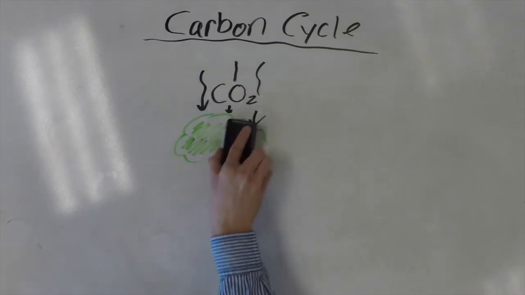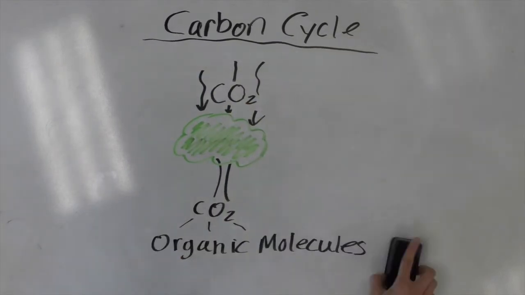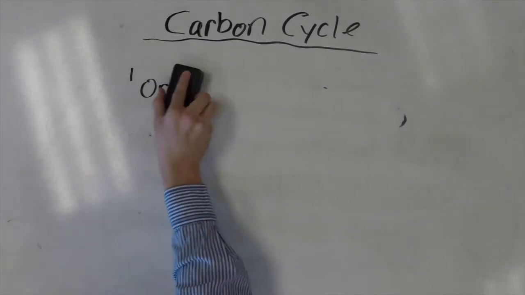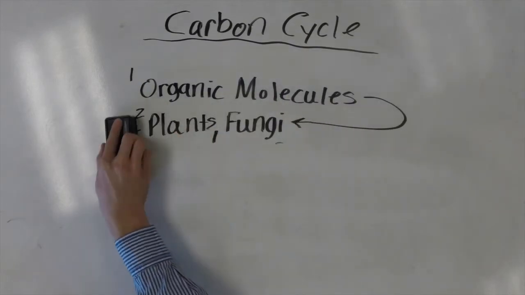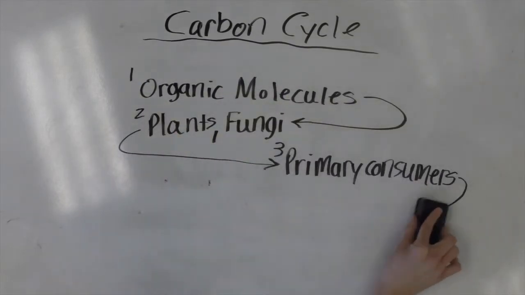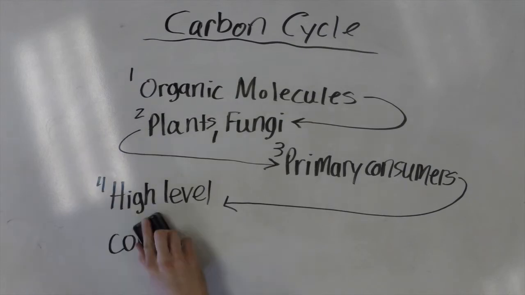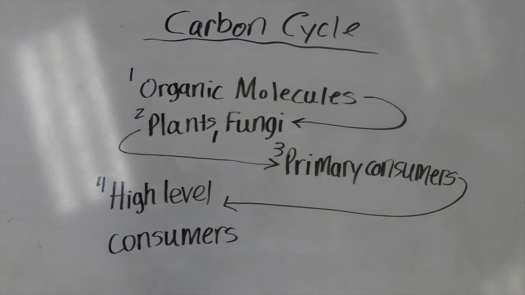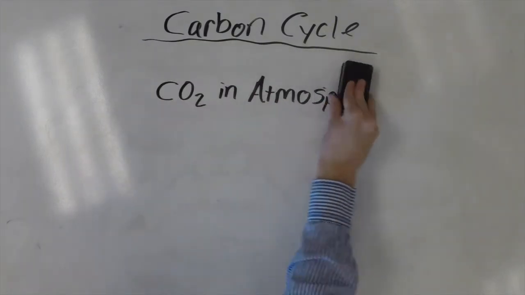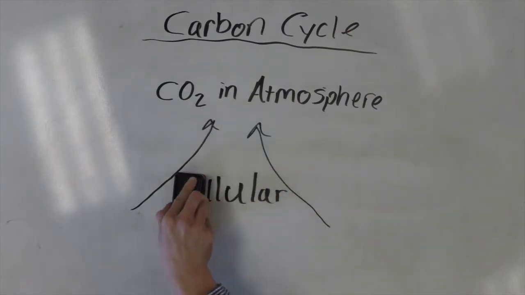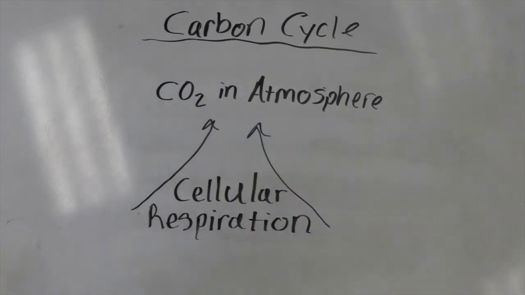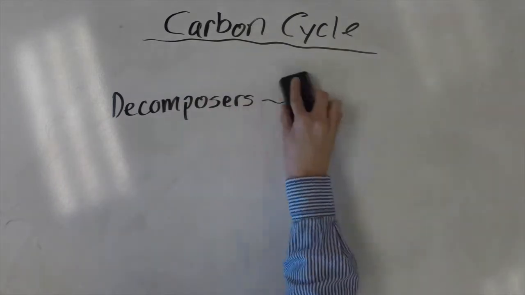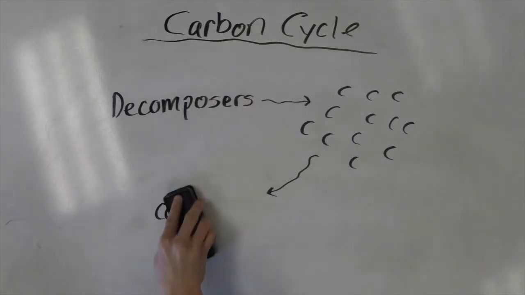Photosynthesis removes CO2 from the atmosphere and incorporates it into organic compounds. The organic material is then passed from plants and fungi to primary consumers like rabbits. From there, the organic molecules are passed to higher-level consumers like the fox that eats the rabbit. Cellular respiration returns CO2 to the atmosphere. Decomposers also break down organic molecules, returning the CO2.